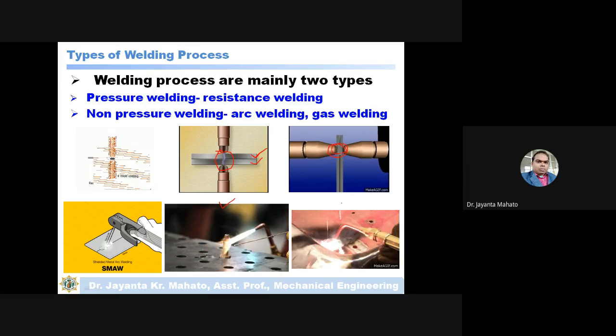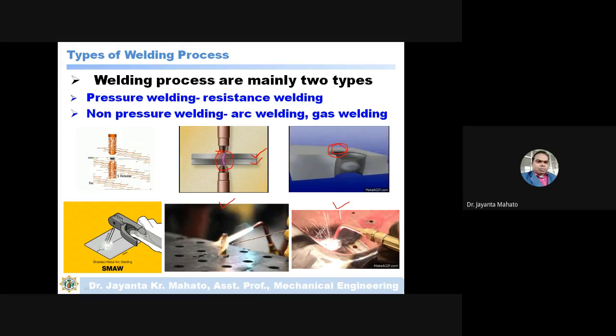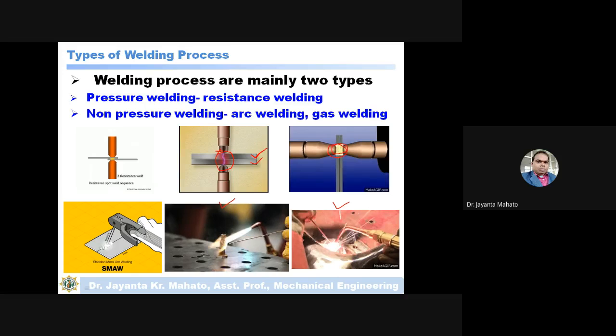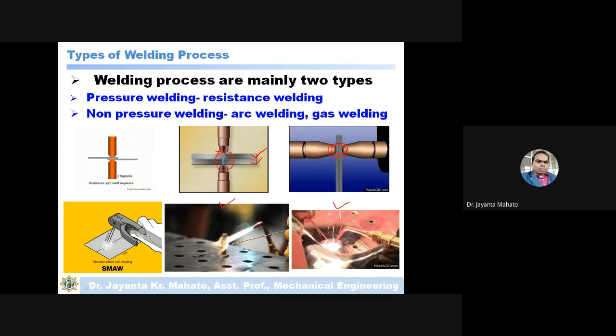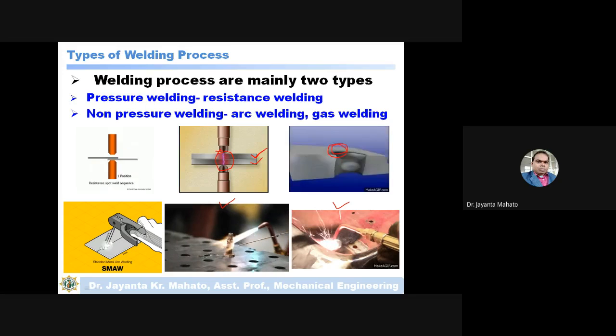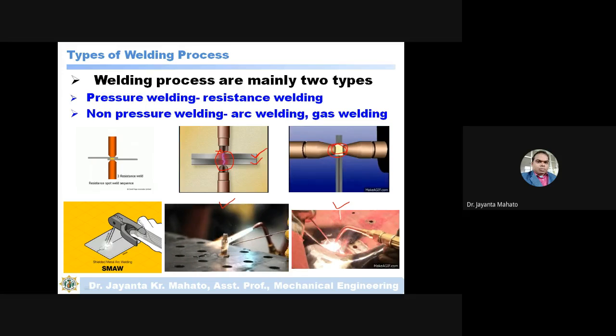So, like this, in this case also, gas is used as a source of energy. Just see here, no pressure is applied, just a mixture of oxygen and acetylene gas used as a source of heat energy.